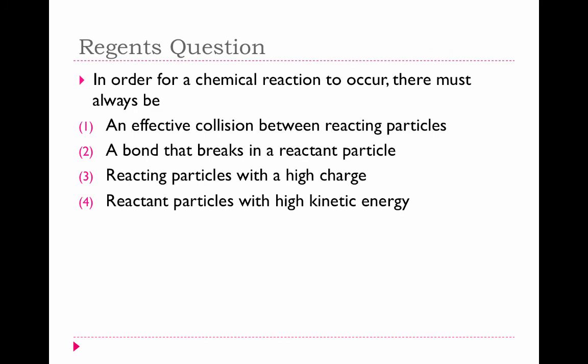So, a couple of Regents questions. In order for a chemical reaction to occur, there must always be, take a look at your choices: an effective collision between reactant particles, a bond that breaks in a reactant particle, reacting particles with a high charge, or reactant particles with high kinetic energy. This is choice 1. For a reaction to occur, you need an effective collision between particles. Effective collision means enough energy and correct orientation.